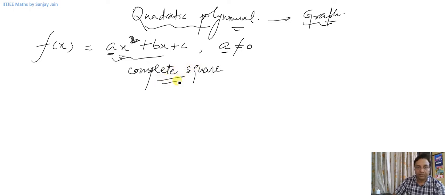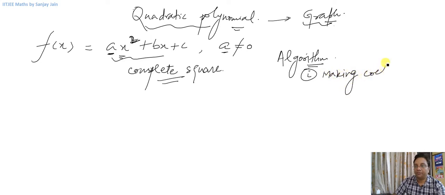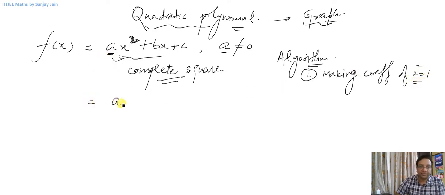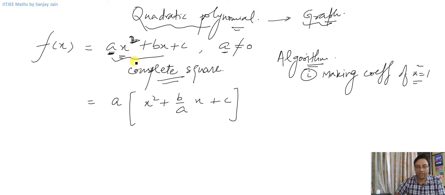So when I want to make it into a complete square, I'll perform some steps like this. The first step that I'm going to perform is making the coefficient of x square equal to 1. This is a pretty simple thing to do because I can rewrite it as a common, x square plus b by a x plus c by a. I just took the leading coefficient outside the bracket.